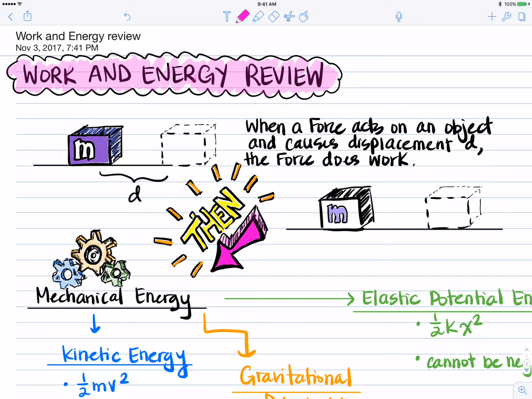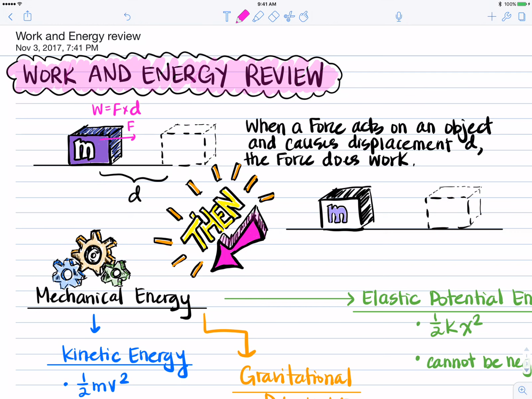Hi guys, so let's do a quick review of work and energy. So we began our discussion of work in this unit as what happens when a force acts upon an object and causes displacement. We say that that force does work. So when the force is on the axis of motion, we defined work as F times d.